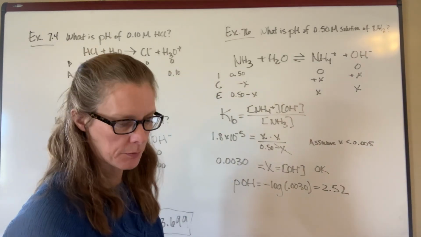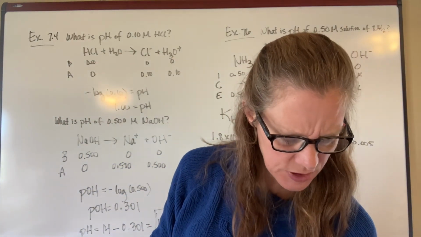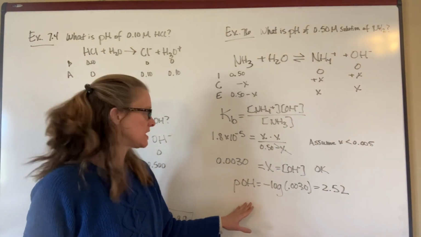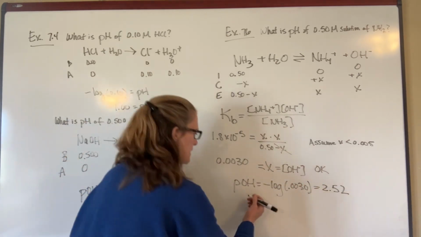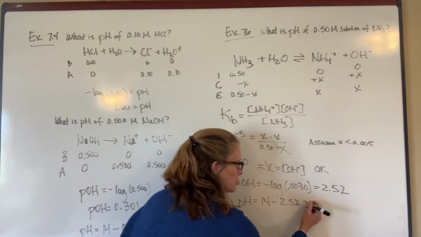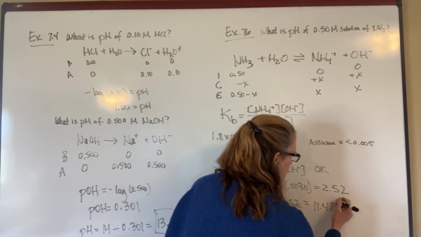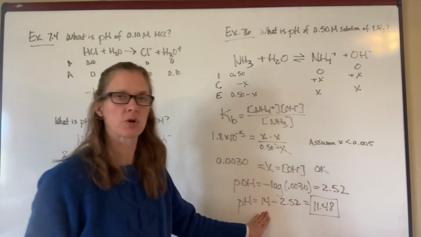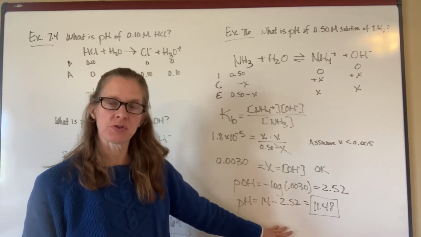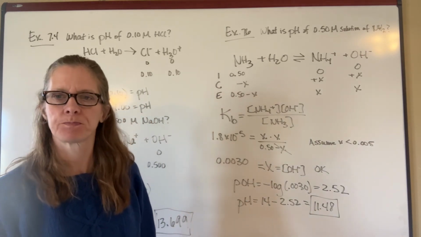And then what I would do is, again, he tends to use Kw to solve that. I think it's easier to take 14 minus this and come up with my pH. So pH equals 14 minus 2.52, and that is going to give me a pH of 11.48. Okay, remember again, that 14 is an exact number, all right? So last step, a little bit different than he did in the book, but again, I think subtracting this way is much easier than using the Kw for water, all right?